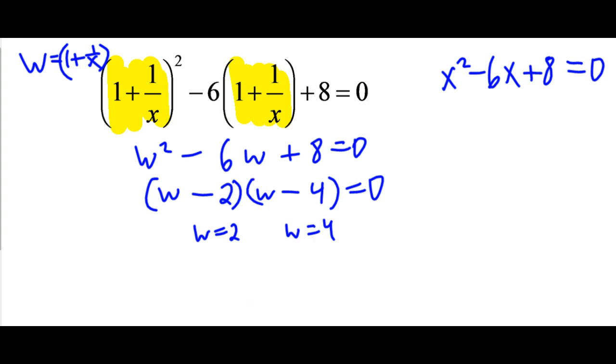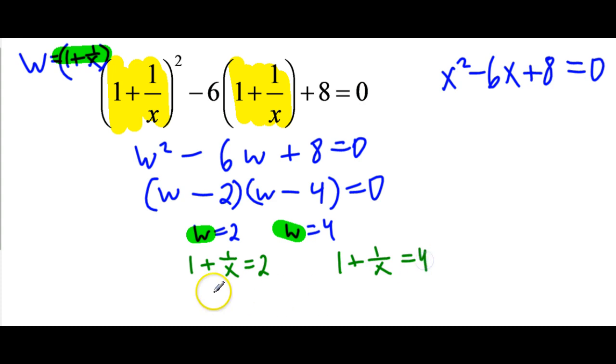So now we've got to take what we just substituted in for W and replace W now. It's like a double substitution. That is going to replace W now. So it's like a brilliant substitution here. We say, well, 1 plus 1 over x equals 2. And then for this equation, we say 1 plus 1 over x equals 4. Now we're just going to solve those two equations.